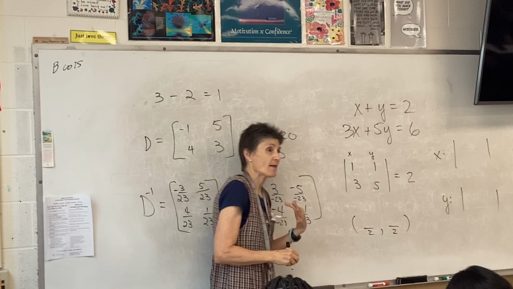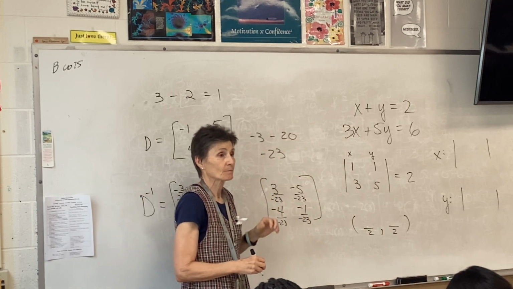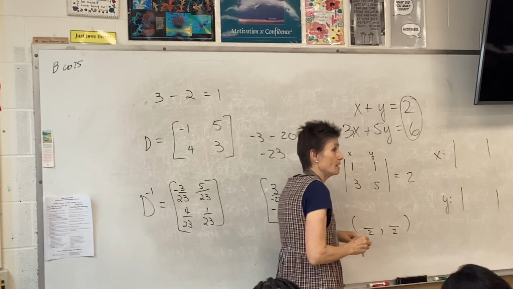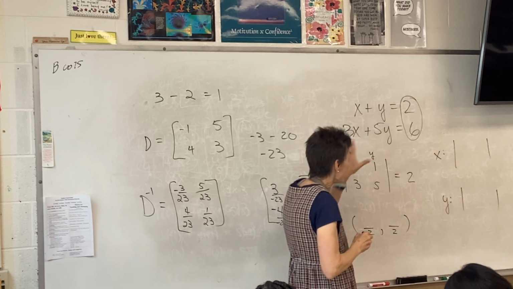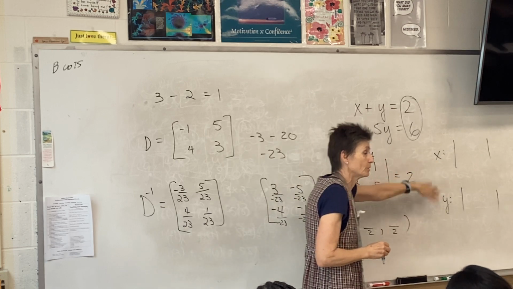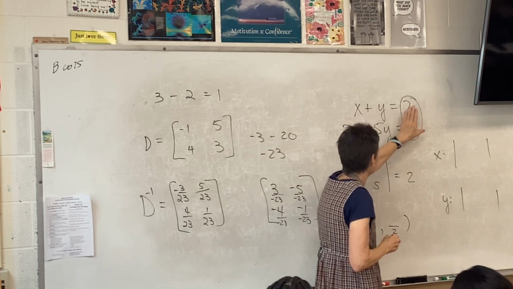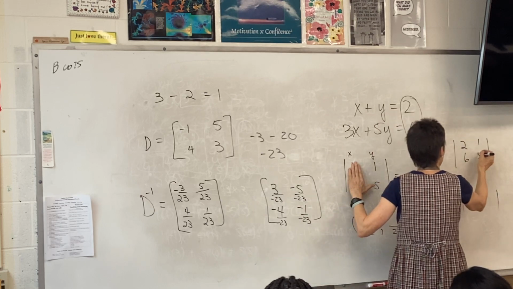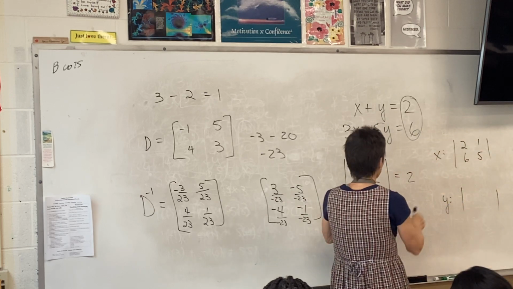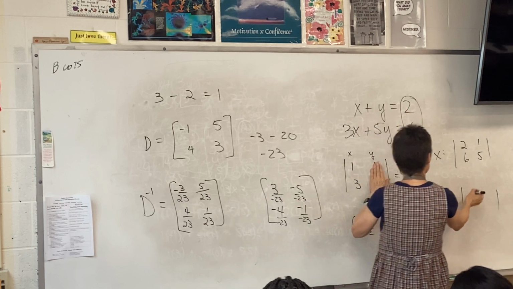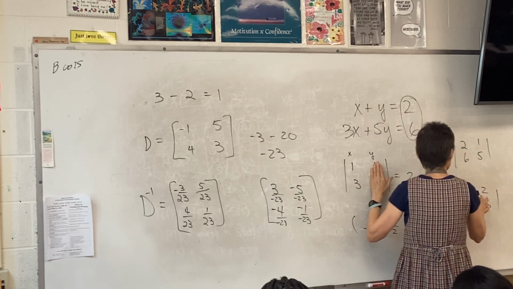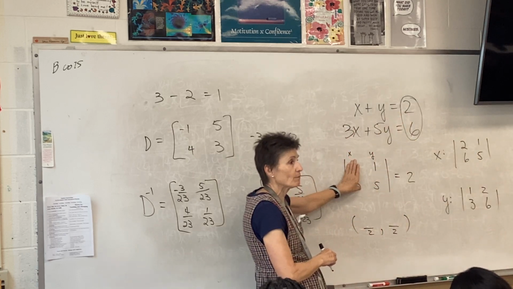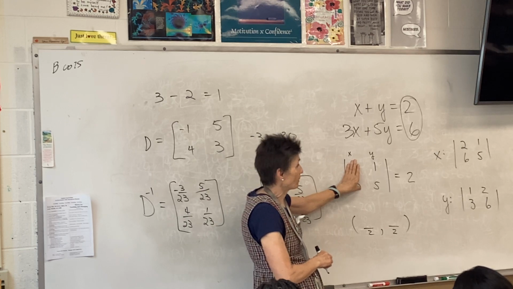Okay, who remembers how that works? Nyla? Put the answers in. So take these guys right here, cut them out, and paste them on whichever letter you're looking for. So if we're doing x, we're gonna put the 2 and the 6 right here. And then of course we still have the 1 and the 5. And if we're doing y, we're gonna take the 2 and the 6 and put them here. We're not rearranging anything. The 2 and the 6 replace whatever variable you're solving for.